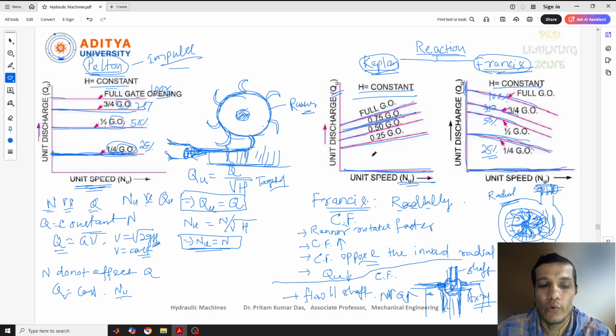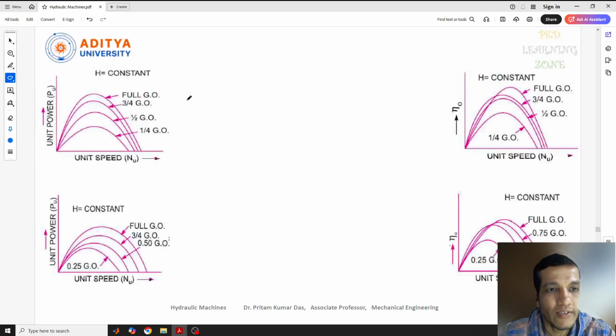With respect to the gate openings also, it will be the same. So this is for one gate opening, this is for one gate opening, this is for one gate opening. For different gate openings, we have different graphs. So this is about constant head with respect to unit speed and unit discharge for two different turbines. Now we'll see the next one, which is quite similar.